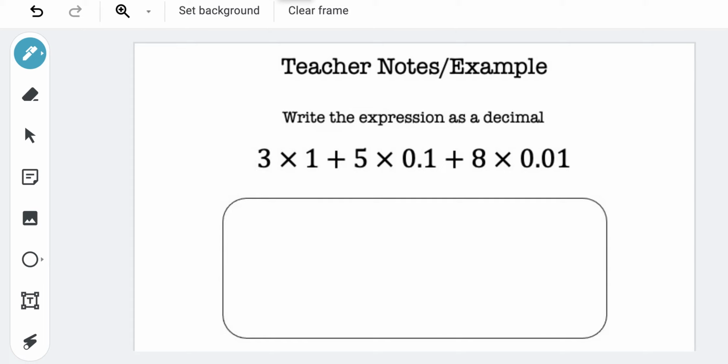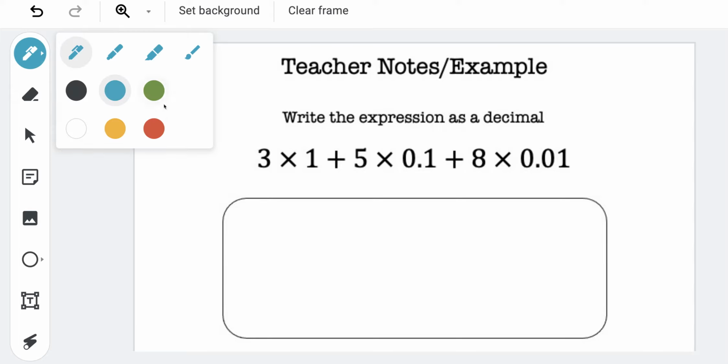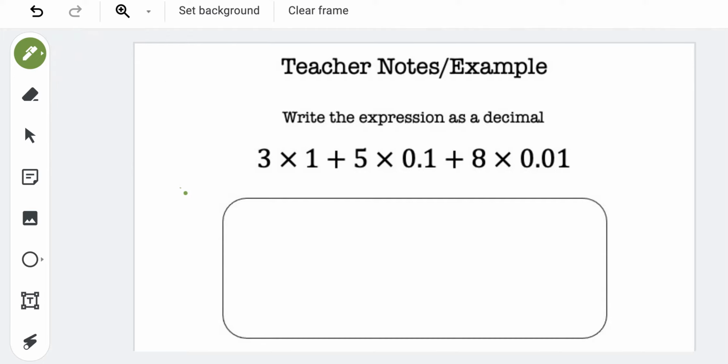Hey everybody, this is an interactive video lesson about writing and comparing decimals. All right, so what I want you to do is come over here and grab a pen. You can pick the color, it's up to you, okay? And just follow along with me for a few slides, okay?